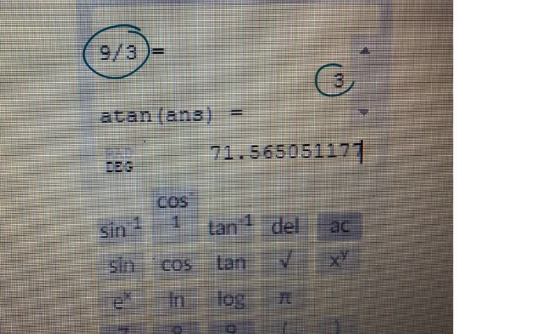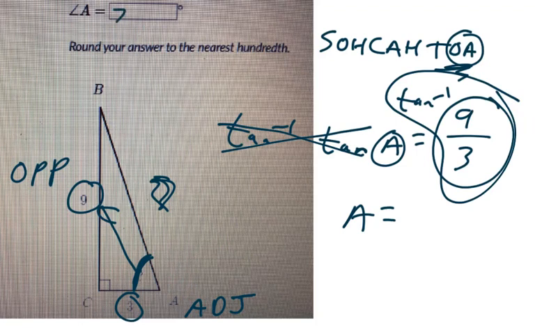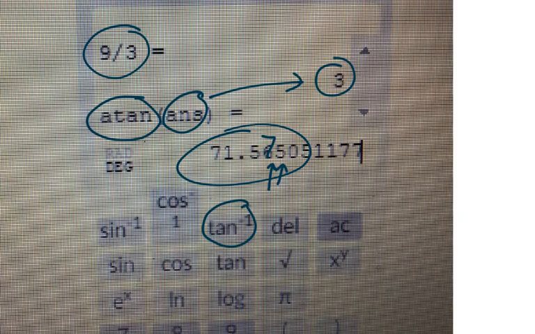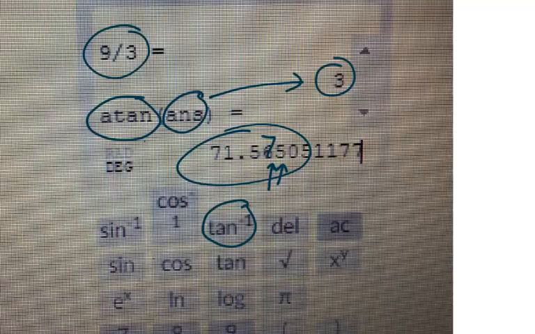9 divided by 3 is 3. We're going to press this tangent inverse button. There it is right there. We're going to do it on our answer 3, or you could, of course, type in 3. Here's our answer. Now that 5 means I round the 6 up to a 7, right? So 71.57. Now that may be my last problem, guys. Oh, no, there's one more.